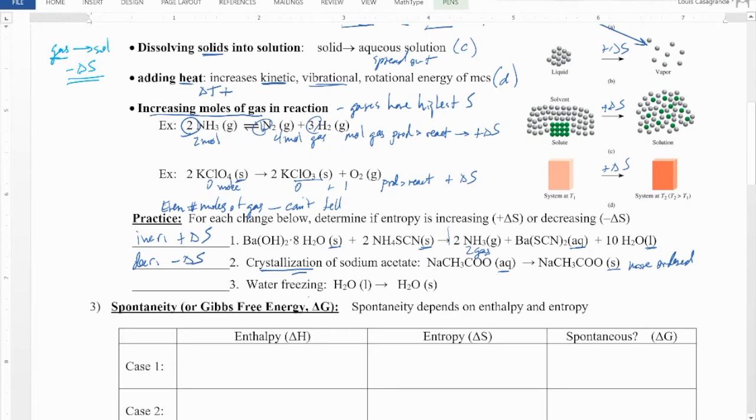And finally, water freezing, going from a liquid to a solid. Again, we're getting more ordered. And because we're getting more ordered, we have a decrease in entropy or negative delta S.